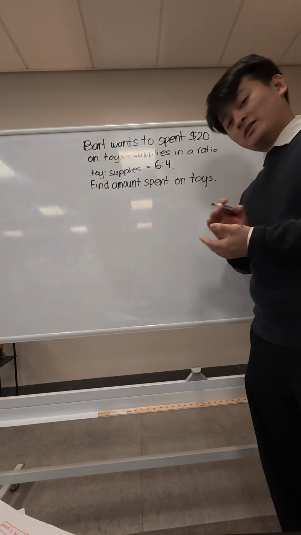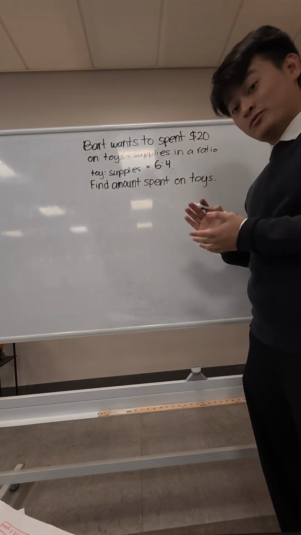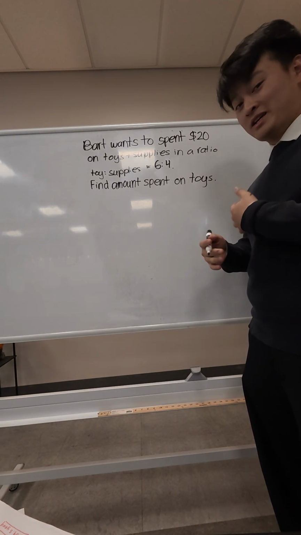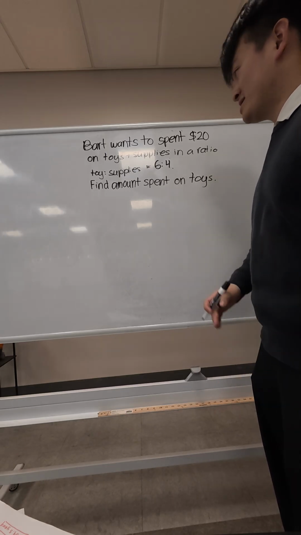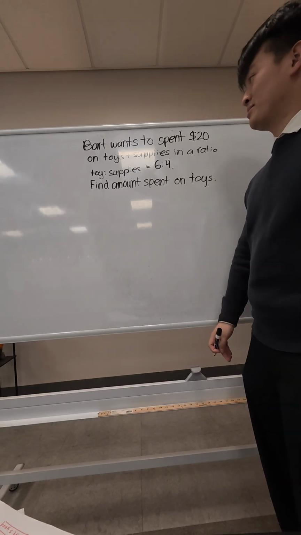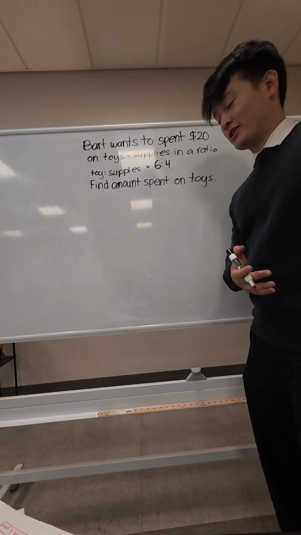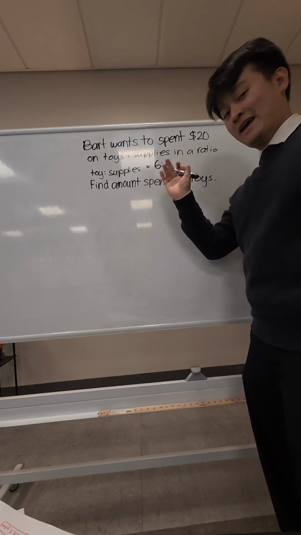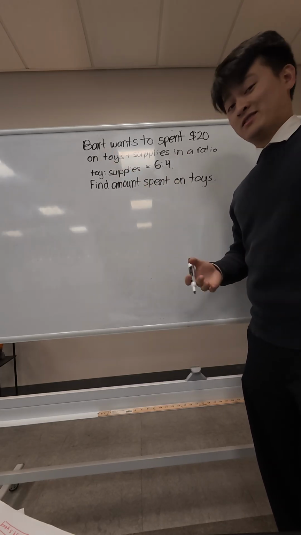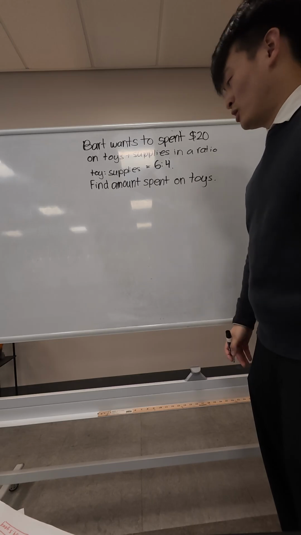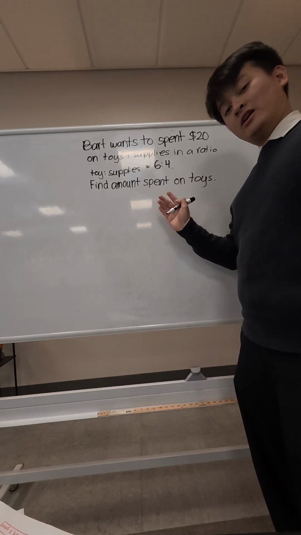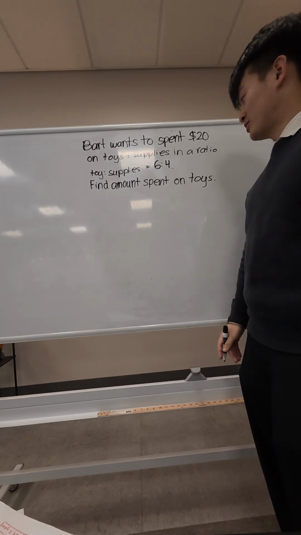Okay, so this is going to be the practice quarterfinal. This is going to be question 1 in applications. Bart, because he's so studious, wants to spend 20 bucks on toys and supplies. He luckily has this ratio where it says toys to supplies is 6 to 4. Why does he have this ratio? I don't know why, but we'll just try to find out the amount Bart needs to spend on toys.